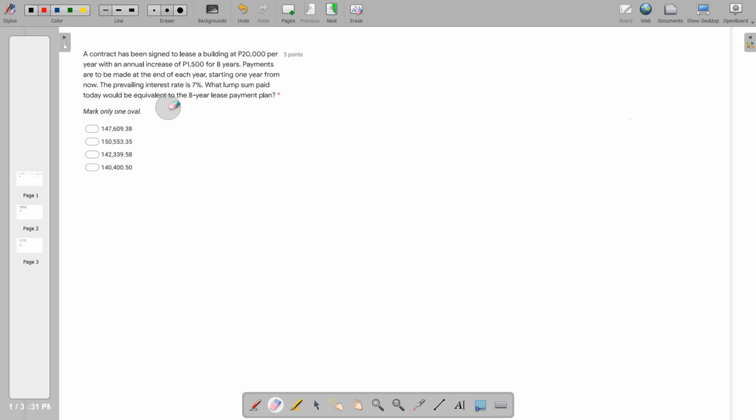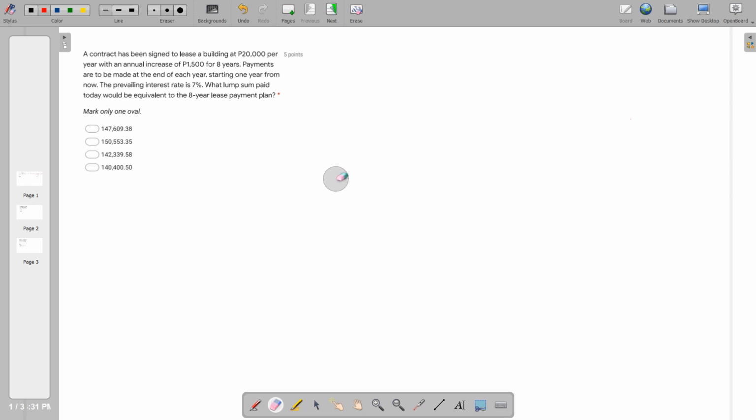Okay, so let us discuss now our problem on arithmetic gradient. So first problem, let me read to you. A contract has been signed to lease a building at 20,000 pesos per year with an annual increase of 1,500 pesos for 8 years. Payments are to be made at the end of each year starting 1 year from now. The prevailing interest rate is 7%. What lump sum paid today would be equivalent to the 8-year lease payment plan?